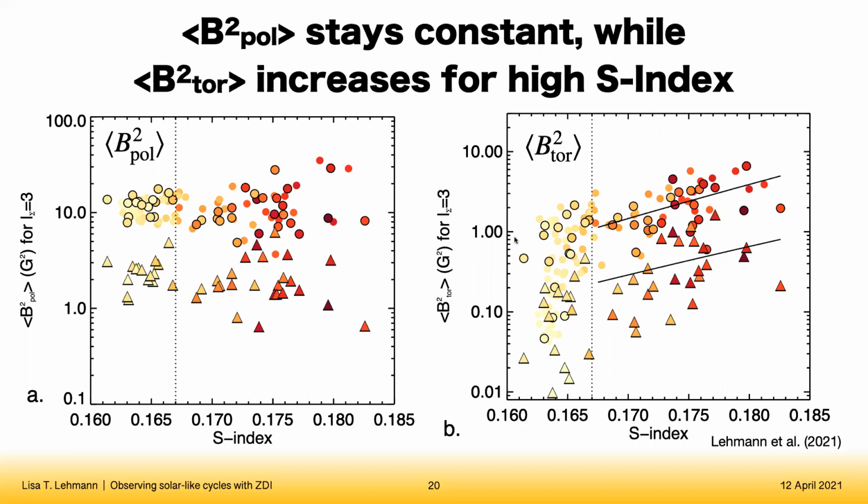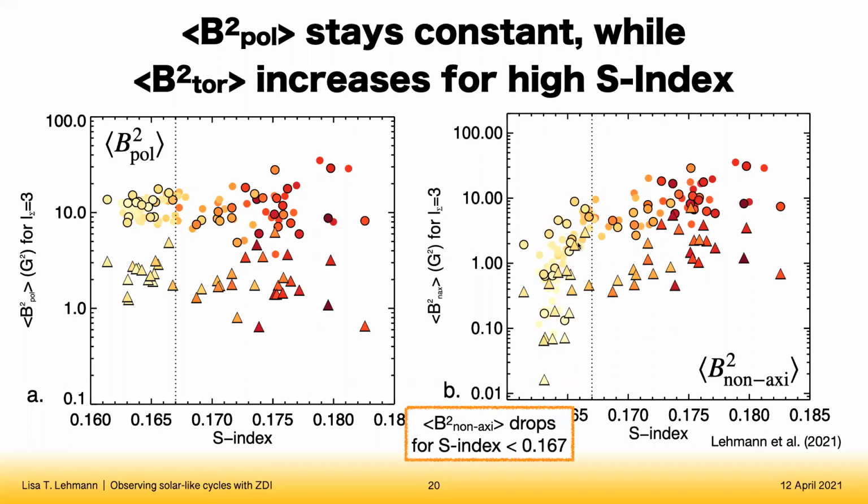And we see something, a region for low S-index where it just sharply drops. This is even more clear if we go to the non-axisymmetric energy, and this S-index corresponds to a sunspot number of 50. It shows that below this sunspot number, the active regions are no longer able to affect the large-scale field, so that we just see the drop here.